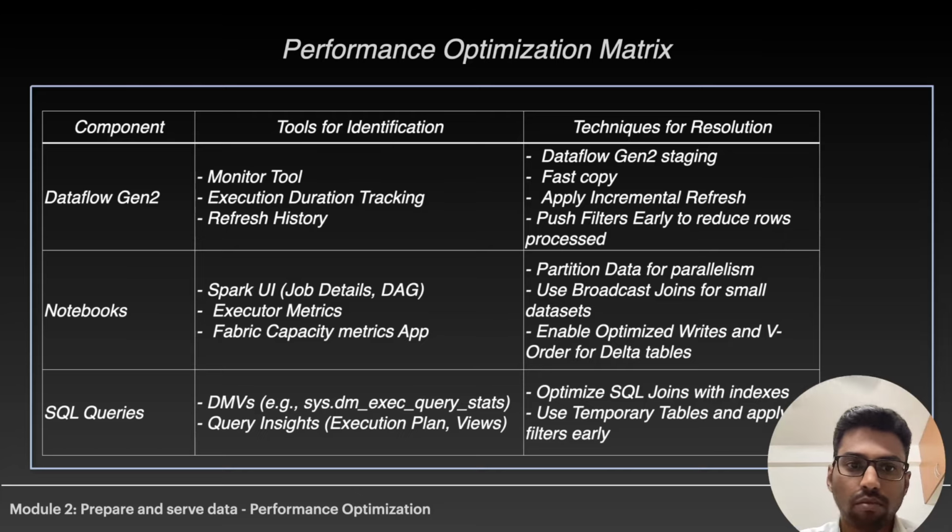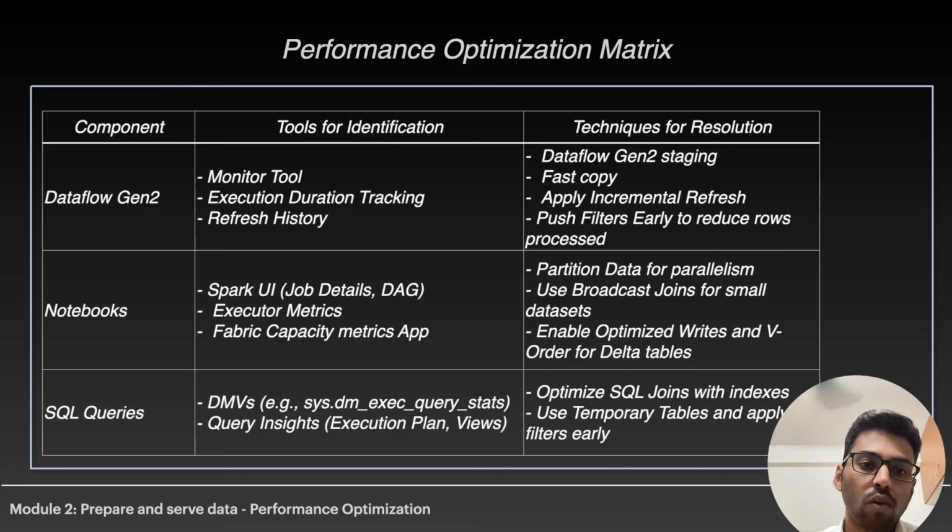Okay, so the monitoring tool is one thing you need to know, and you can also look at the refresh history in Dataflow Gen2 and look at the details. Maybe I will show you shortly the refresh history for one of the Dataflows that we have executed. And for notebooks, you can navigate to the Spark history server, and then you can look at the DAG and the job details to identify if there are any performance bottlenecks at the job level.